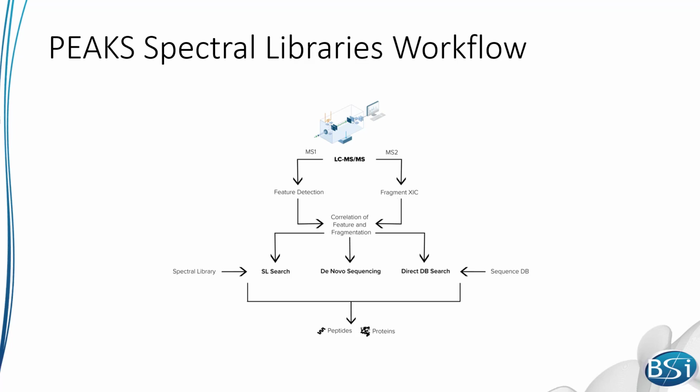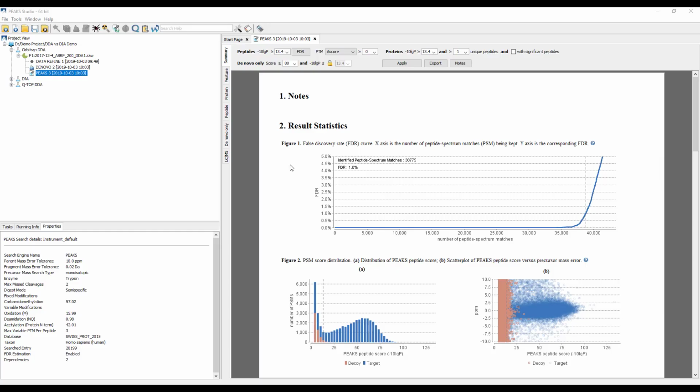First, let's look at creating a spectral library with Peaks. Peaks spectral libraries contain more information than traditional spectral libraries, including retention time details and important unmatched ions. This allows for an improved accuracy and sensitivity of your spectral library searches, and PeaksDB results can be used to generate a spectral library. Any PeaksDB result can be used to generate a spectral library.